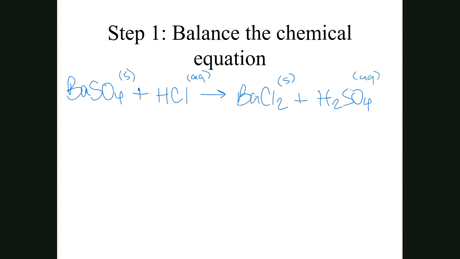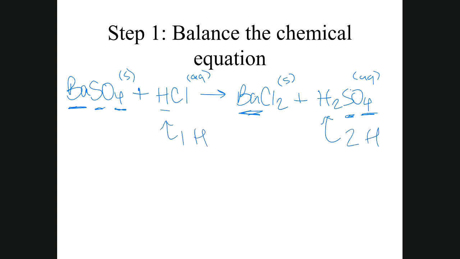So how do we want to balance this equation? I'm going to start with something that shows up in only one place, which in this case is everything. So barium, let's check barium. Barium is fine on both sides. Sulfur is fine on both sides. Oxygen, there's 4 of them in the sulfate ion, and there's 4 of them in sulfuric acid, so that's fine. What about hydrogen? So hydrogen, there's 2 of them in sulfuric acid, and only 1 of them in hydrochloric acid.